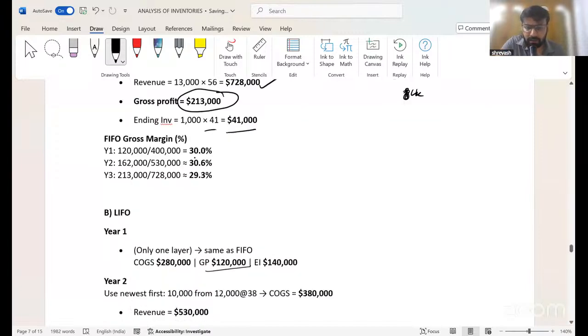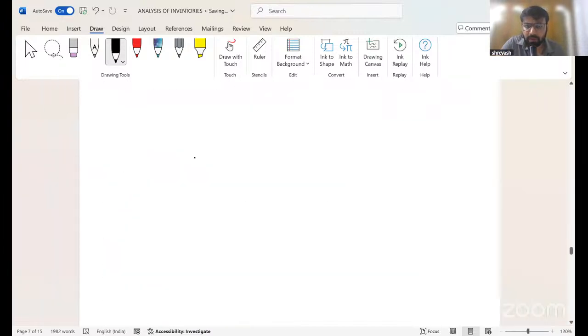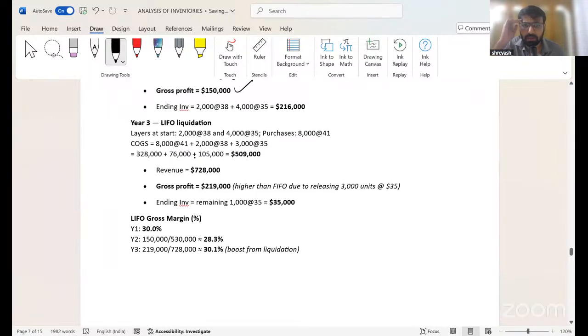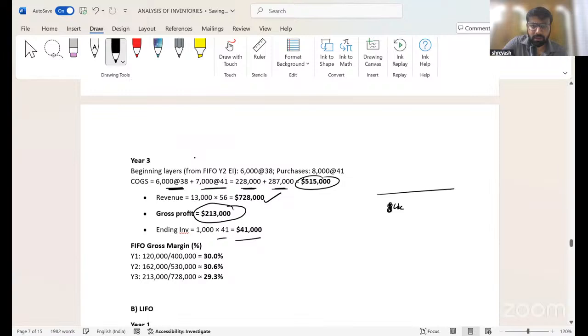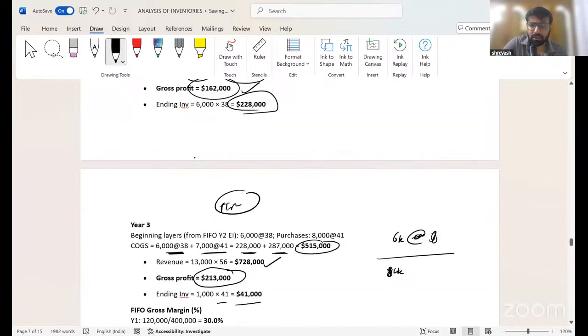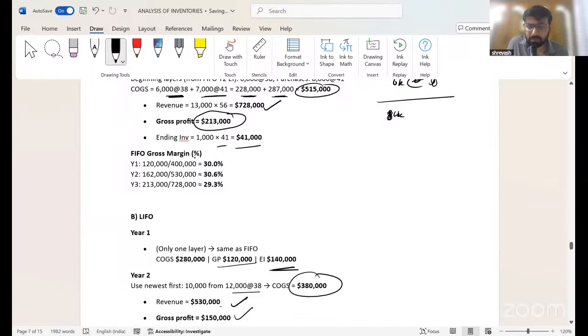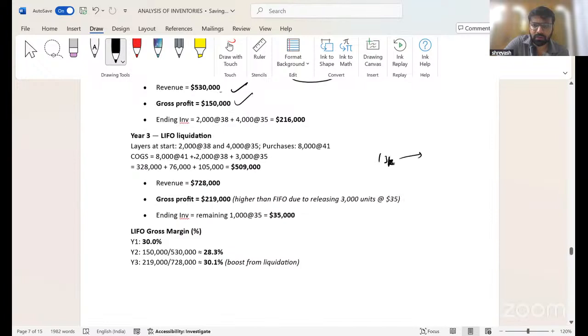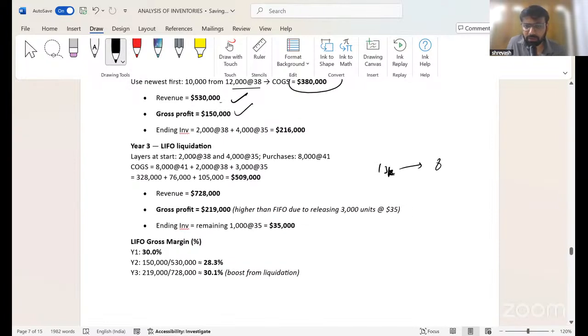Okay, sir, fair enough. In case of LIFO, what will happen in year three? Sir, in year three, I have sold how much? 13K. Sir, entire 13K should come from the most recent purchases. Sir, but in this year, how much have I purchased? In this year, I have purchased only 8,000. So, sir, the 8,000 should come from where? 8,000 should come from the most recent purchases at the rate of 41.